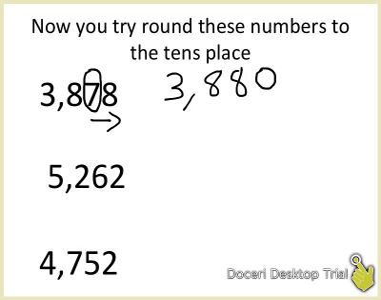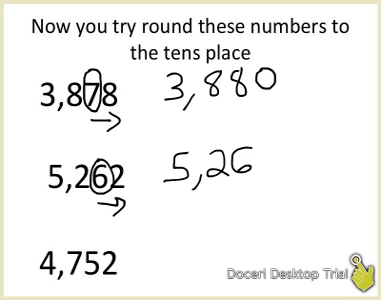Let's look at the next one. 5,262. I look to the right of the number in the tens place, and it is a 2. 2 is 4 or less. It's less than 5. So I know that that 6 in the tens place is going to stay the same. So 5,260. Now that 2 becomes a 0. Everything to the right becomes a 0. So 5,260.